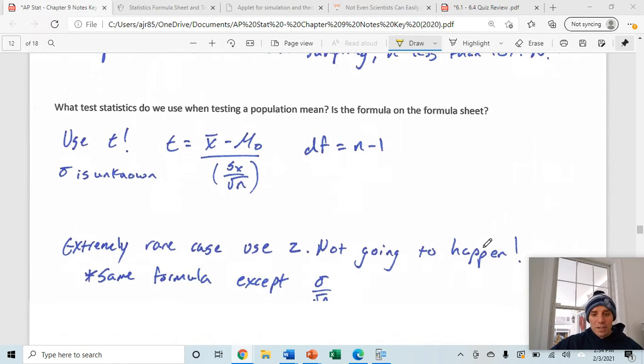Just like when we did confidence intervals for means, there are two different types of test statistics that we can deal with. We're almost always going to be using a t-test statistic, okay? Because your population standard deviation is going to be unknown. This formula is not on the formula sheet per se. You can kind of piece it together. Your t-test statistic is equal to your sample mean, x bar, minus your hypothesized value of mu, divided by the standard deviation over the square root of n.